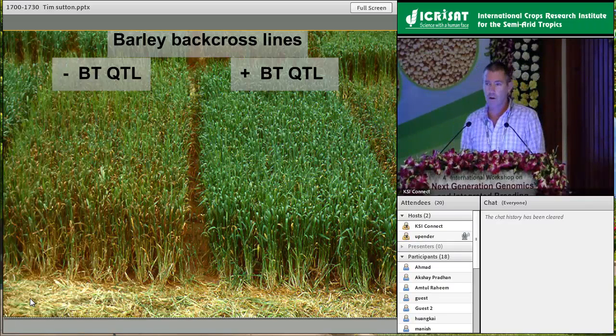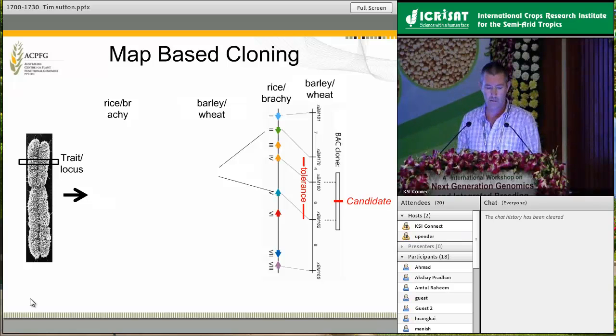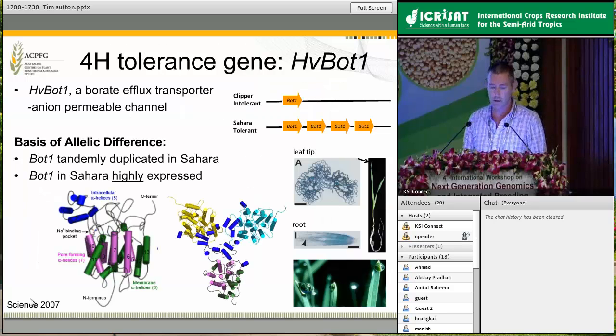So we used a pretty basic approach. I'm not going to go through this. I think this has been described and probably a fairly familiar concept to most of you, but we start with a trait or locus. We use a fairly broad genetic map. In barley or wheat we use synteny to rice or Brachypodium to saturate this region with markers. We end up doing fine mapping, and then through use of BAC clones we hopefully end up with a candidate gene through the locus. So that's been our approach in both barley and in wheat.